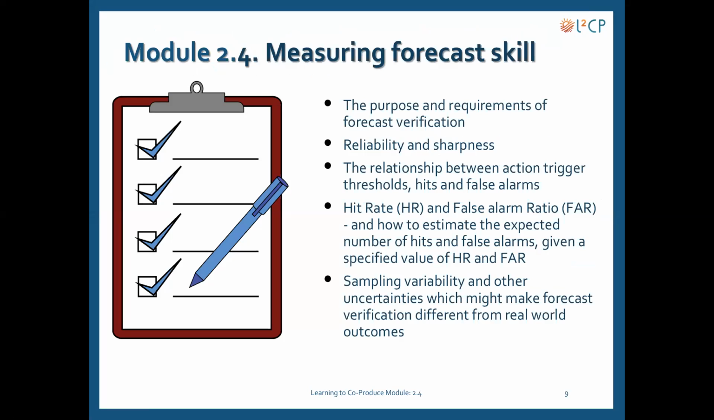And for that, we start with the purpose and requirement of forecast verification, reliability and sharpness, those definitions, the relationship between action, trigger, threshold, hits, and false alarm. Those are terms we use. Hit rate, how do you get a good forecast, and false alarm rate, how do you miss it? And how to estimate the expected number of hits and false alarm rate given a specified value of hit rate and false alarm ratio. And we finish by sampling variability and other uncertainties which might make forecast verification different from real world outcomes. So this is overall what we were trying to cover during this course.